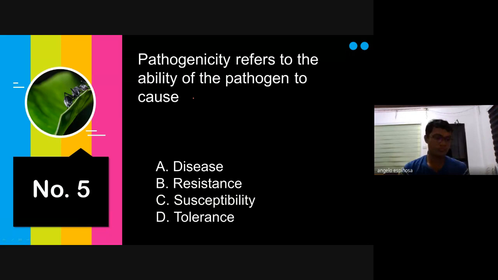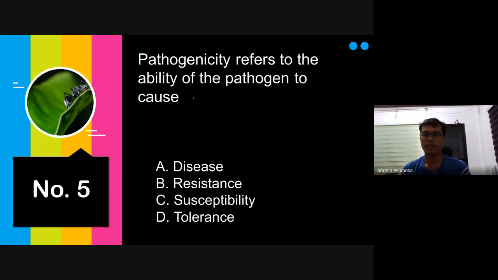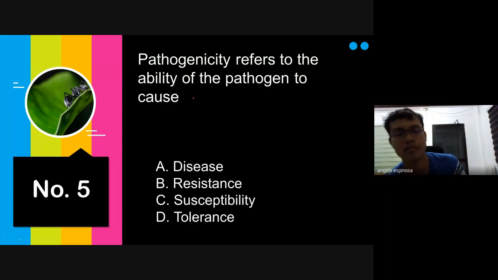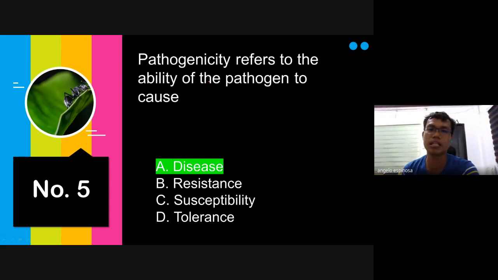Okay, so let's answer the question. Pathogenicity refers to the ability of the pathogen to cause blank. So what do you think is the correct answer? Choices are A, disease, B, resistance, C, susceptibility, D, tolerance. So the correct answer is disease. We know that pathogenicity, pag sabi mong pathogenicity, it talks about the genesis or pinagbulan ng isang disease.